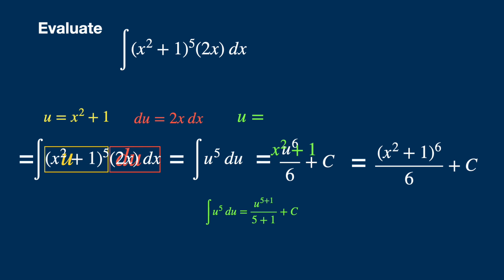So the main idea of the substitution method is this: we have to decide whether to use it or not. After you decide, you decide what u is going to be. That's the main concept of the substitution method.